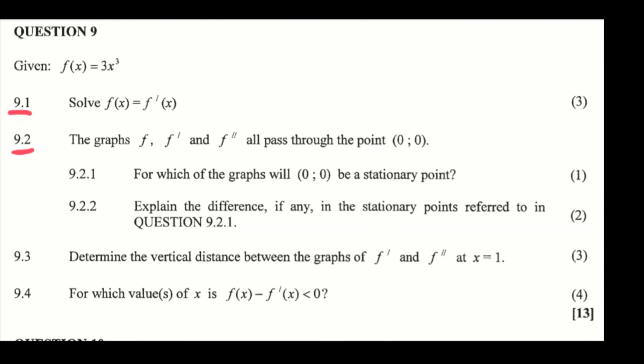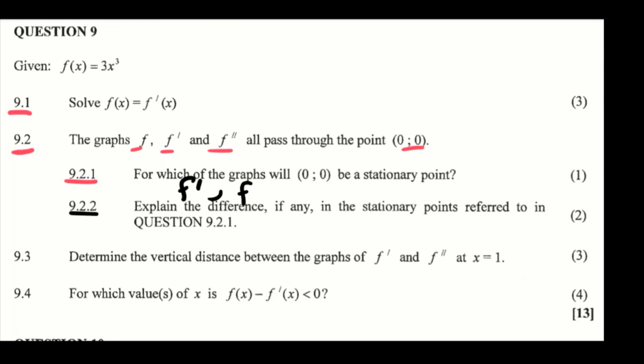And then 9.2, we are given graphs of f prime, f prime prime. All pass through the origin, 0 and 0. So 9.2, for which of the graphs will have 0, 0 as their stationary point? The first derivative, f prime, so let me write it properly. So f prime will have a stationary point, and the graph of f will have stationary points.